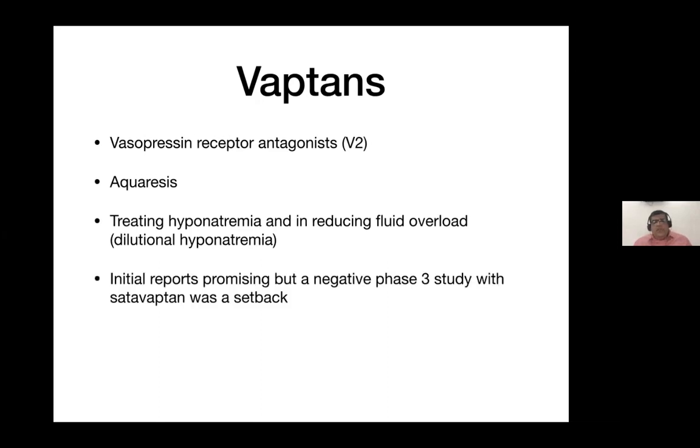So the initial reports were promising, but then a negative phase 3 study with satavaptan was a major setback. And then of course the black box warning, which sort of nailed the coffin for Veptans. So the risks and the cost did not entail the routine use of Veptans. In fact, the guidelines mentioned that there is no evidence that we should use them. The risk is too high in 2012. But there is a renewed interest in these Veptans because of our better understanding and the right indications.